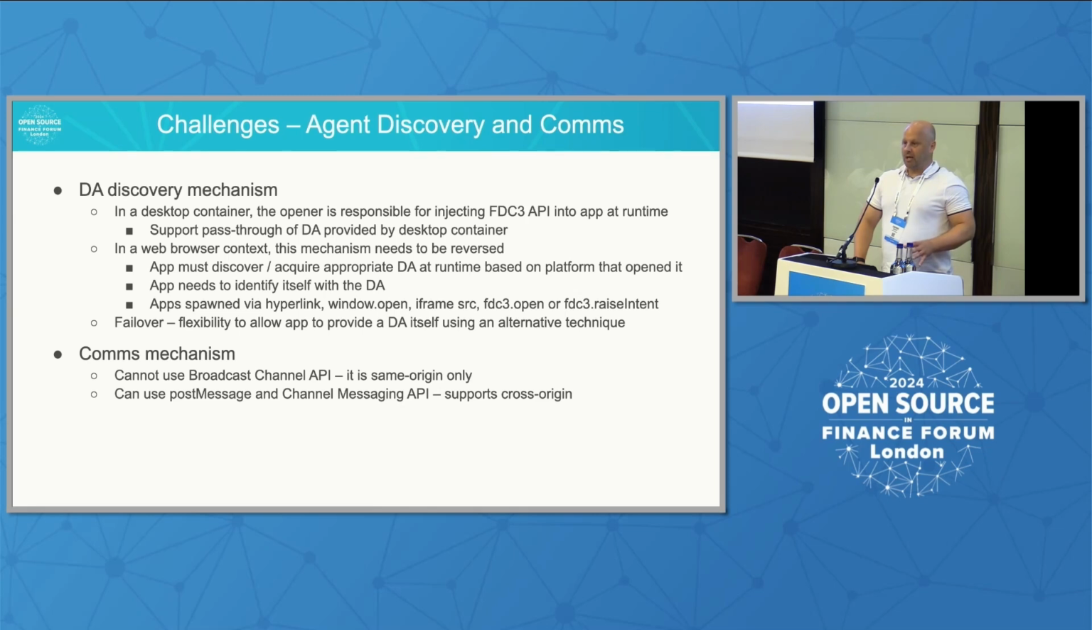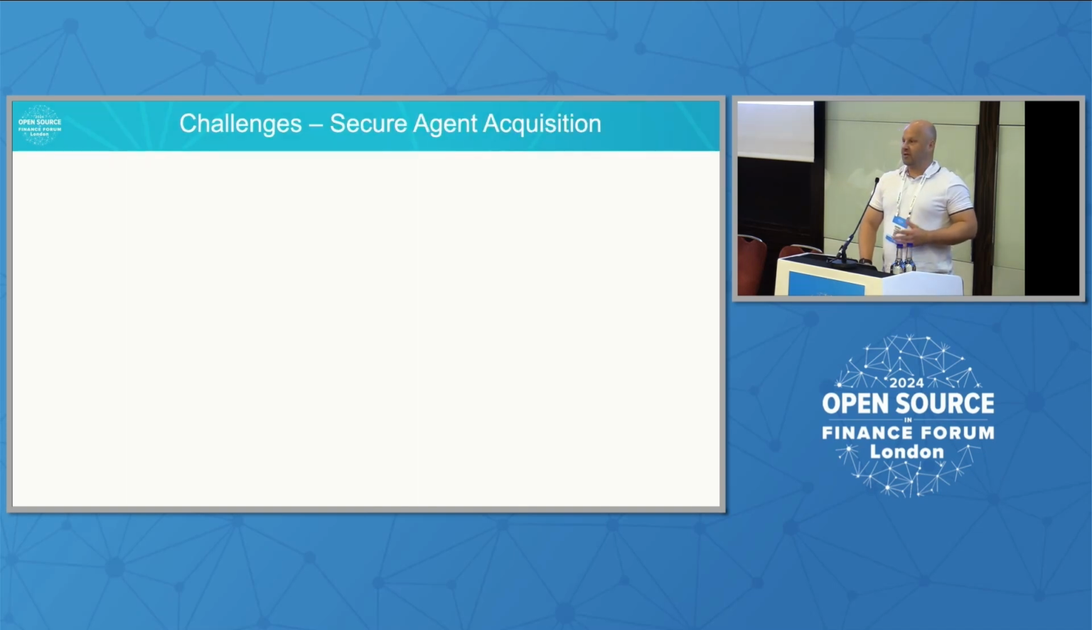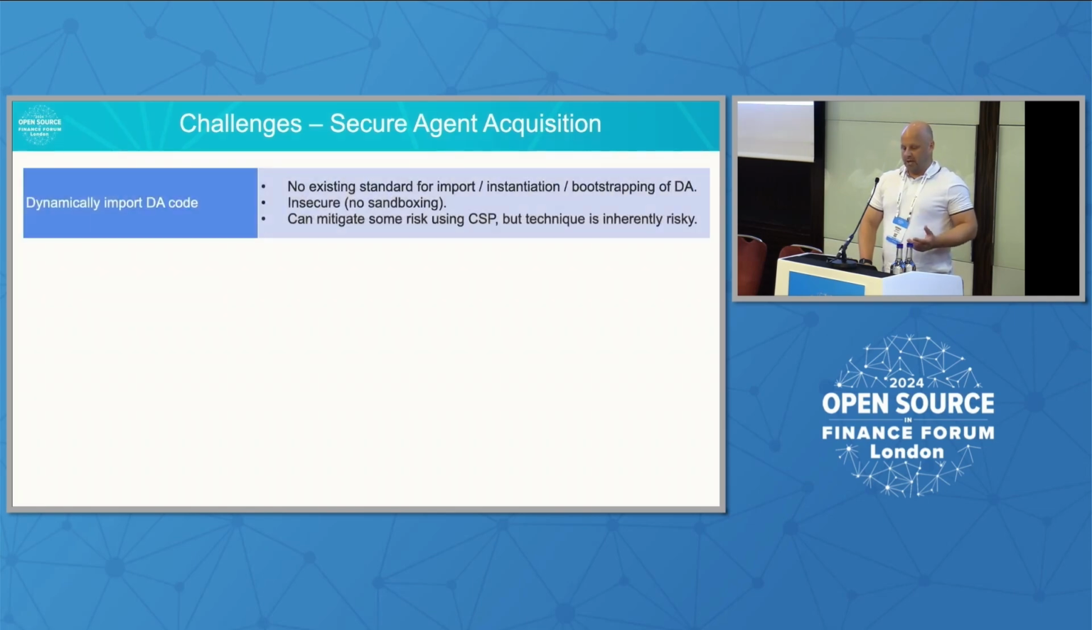In terms of communication, the important consideration is that we need to support cross-origin comms. This means we can't use something like the broadcast channel API, but we can use post message and we can use channel messaging API. Once we've discovered the agent we want to use, or rather the app window's discovered that, the next challenge is then to acquire it. So one possibility is to use something like a dynamic import expression. This has the attraction of simplicity, but it's inherently insecure. There's no sandboxing. Now, we can mitigate against some of that risk using content security policy, but because this is inherently risky, this doesn't belong in the FDC3 standard, so we can discount that.